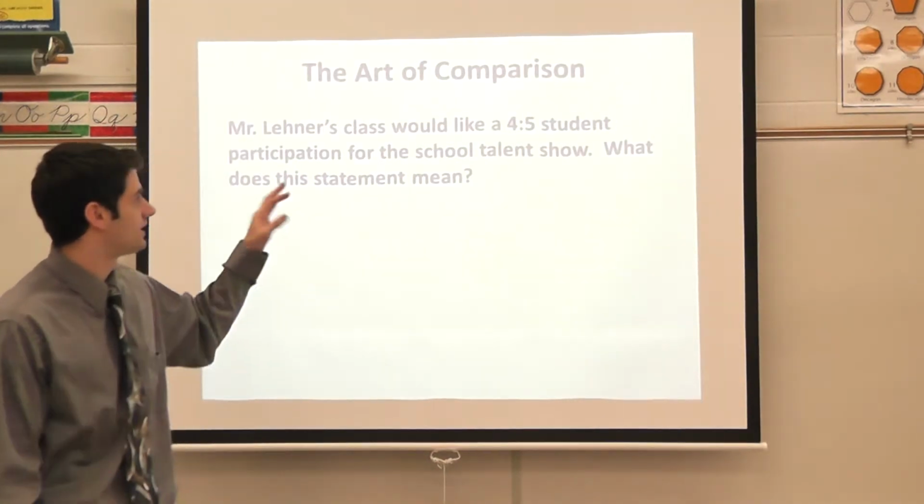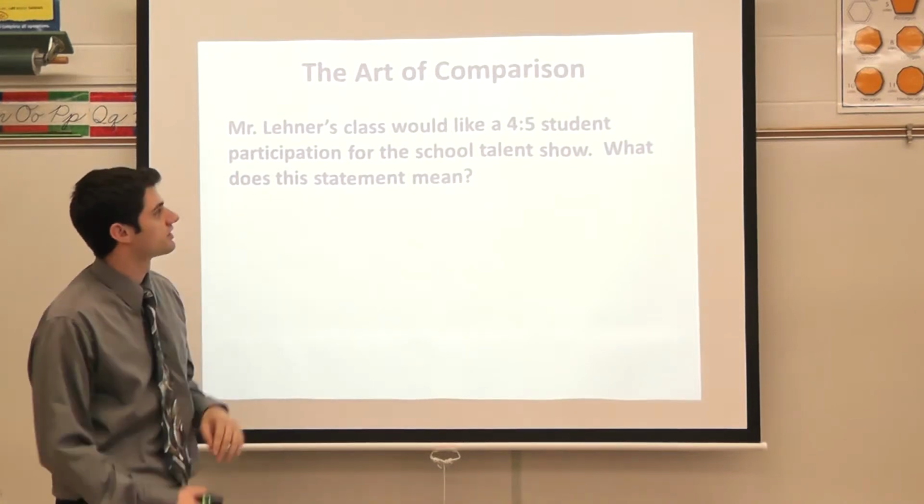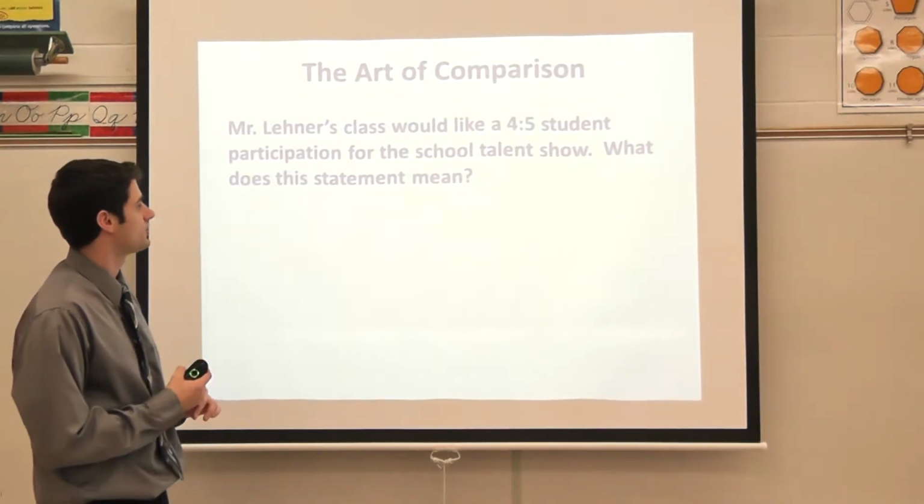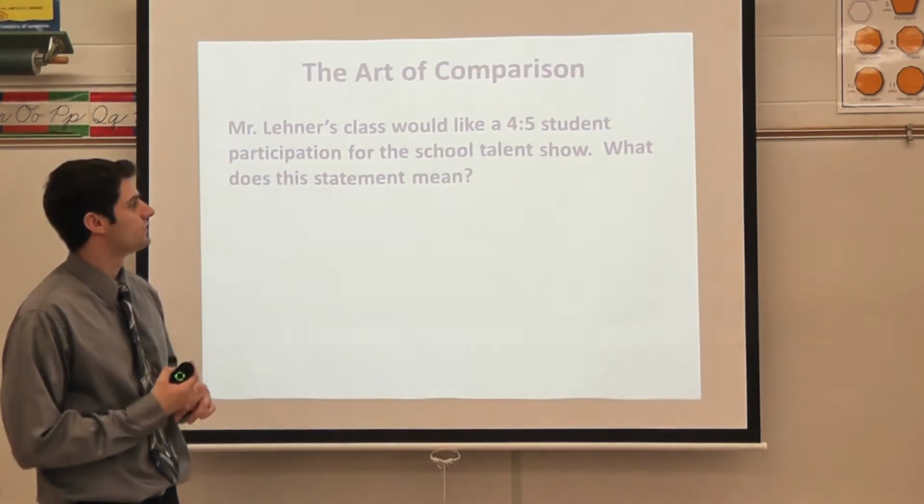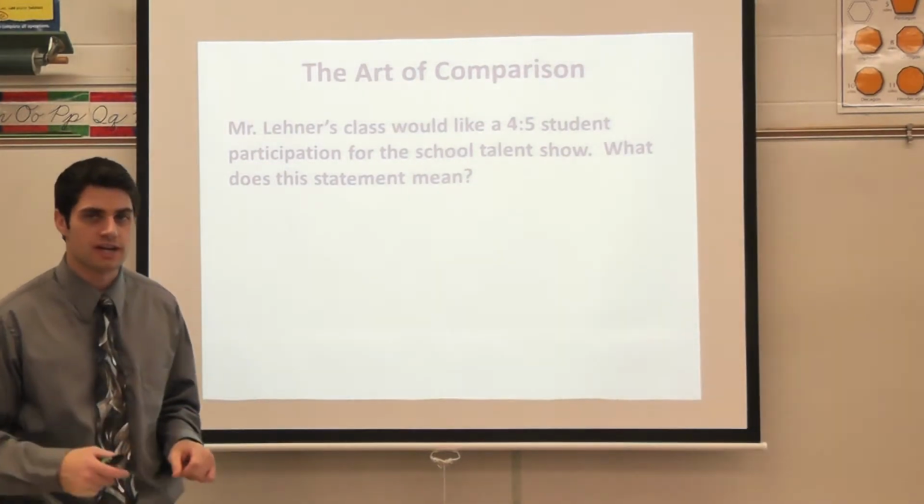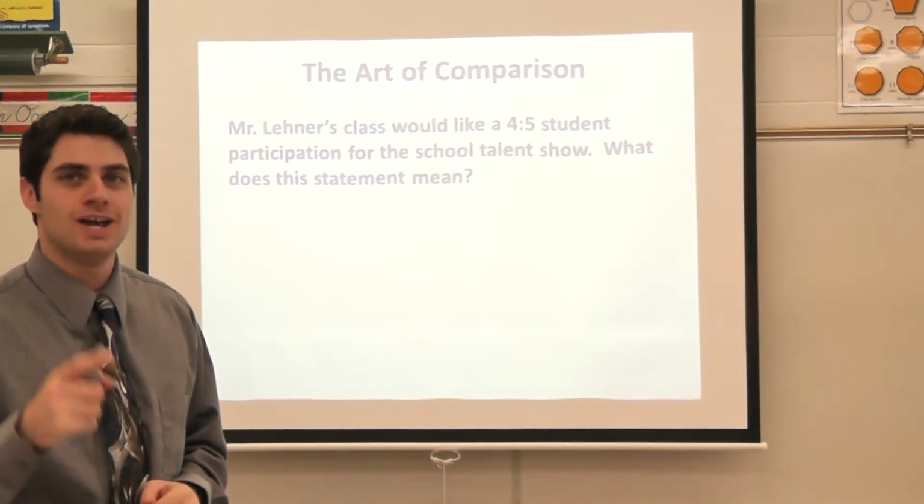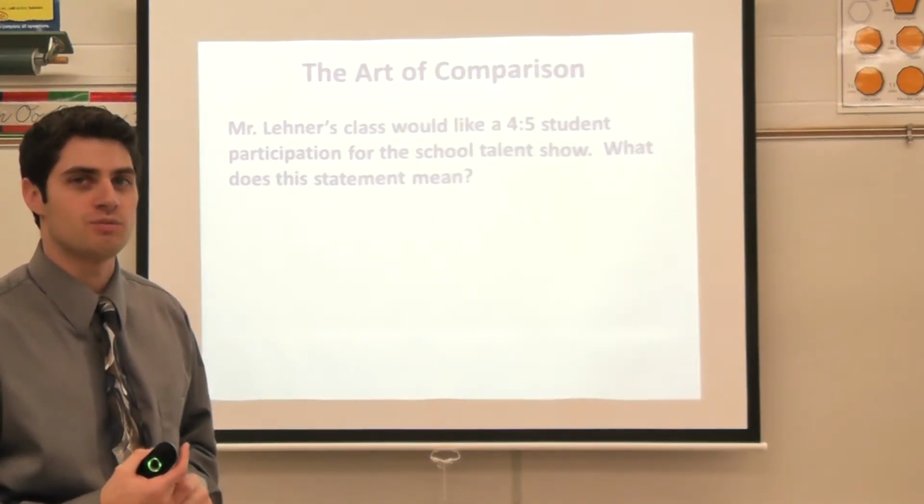Okay, let's take a look at a question here again. This is going to be yours at home. Mr. Lehner's class would like a 4-to-5 ratio student participation for the school talent show. What does this statement mean? So again, get that paper out. Go ahead and make sure you have your pencil in your hand ready to go. Go ahead and pause this video. We'll see what you come up with.